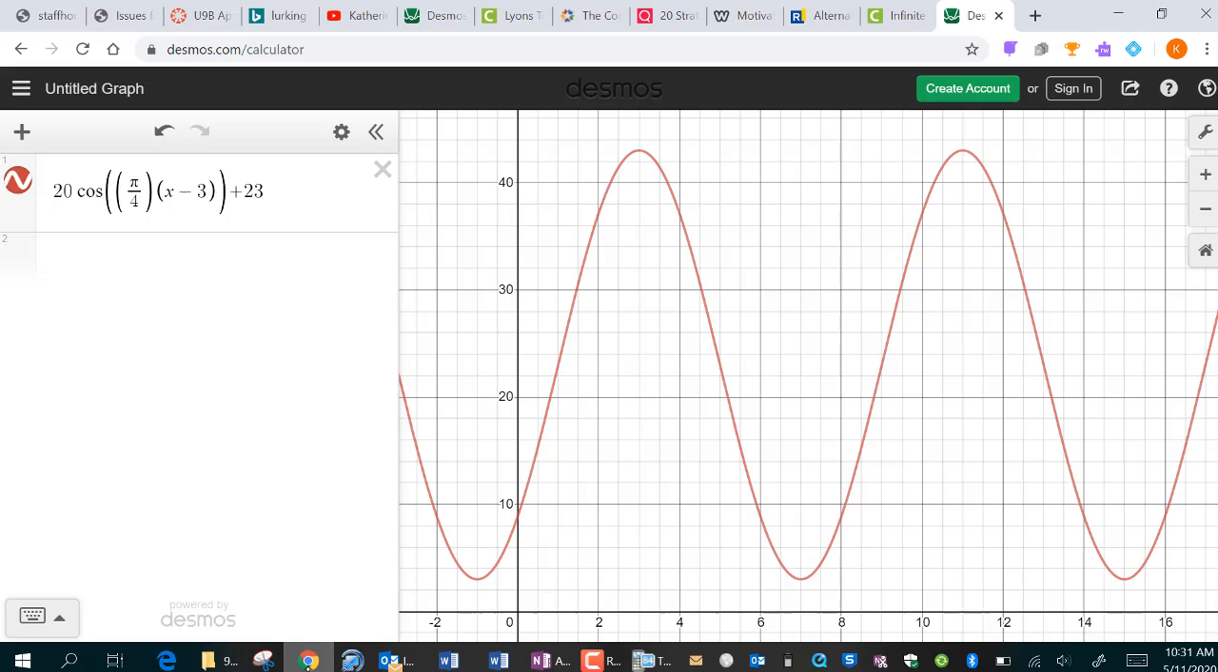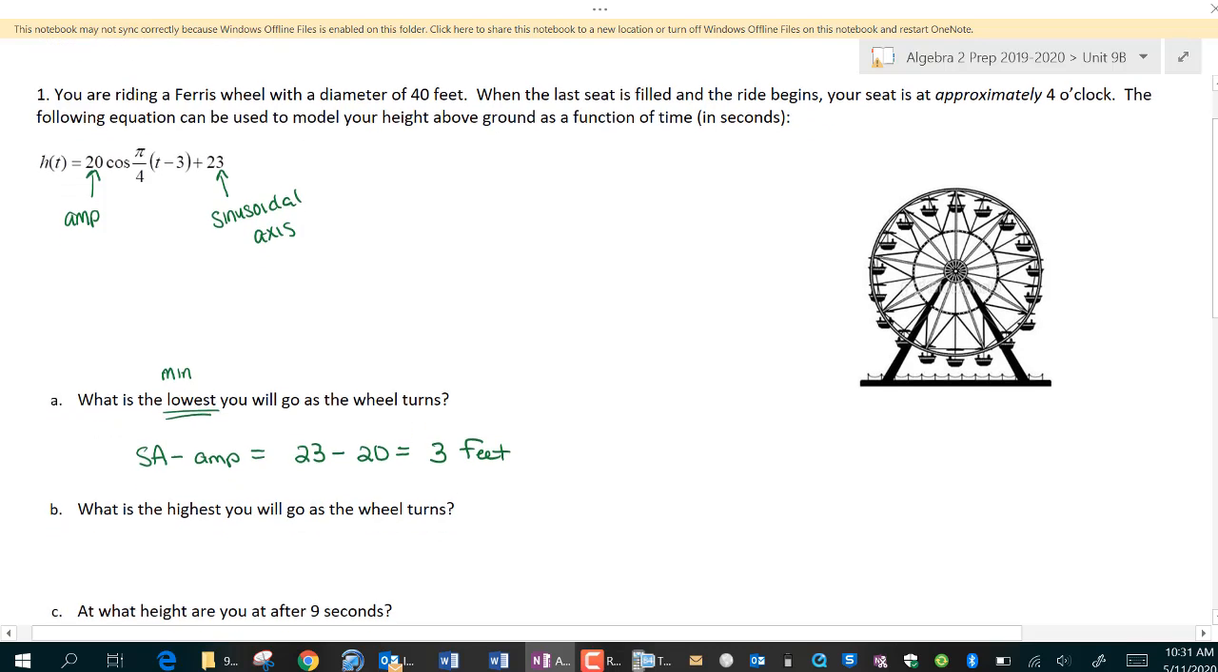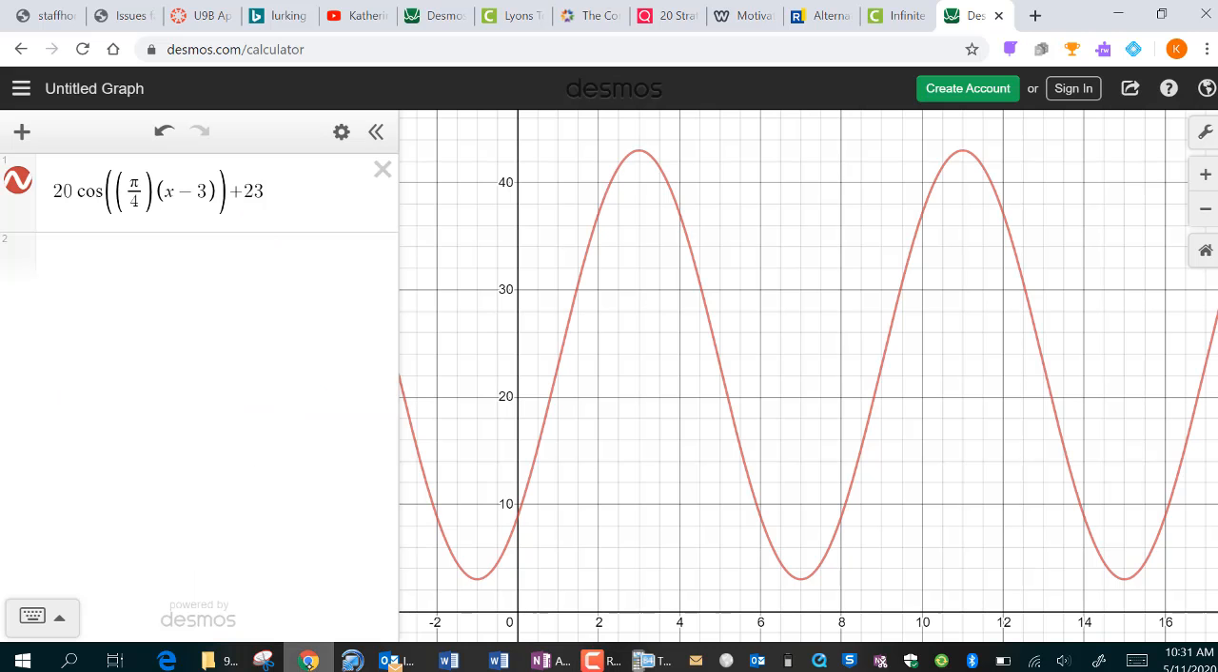Let's see if we can see that on the graph as well. It looks like we're going up by 2 units, or 2 feet, each box on the y-axis. So here is the minimum, and we can see that that's at 3 feet. Next up, what is the highest you will go as the wheel turns? This is going to be referring to our maximum. So this time we're going to take the sinusoidal axis and add the amplitude. If I take 23 plus 20, I get a maximum of 43 feet. And you can see that on the graph as well, up here at our maximum.